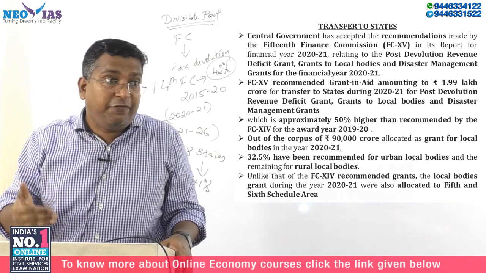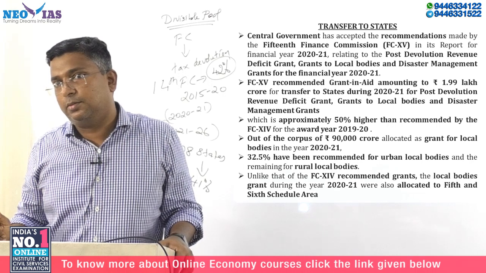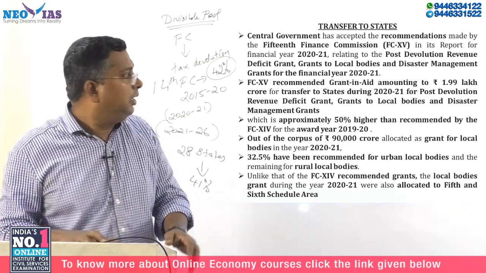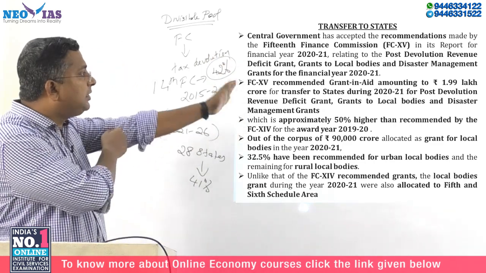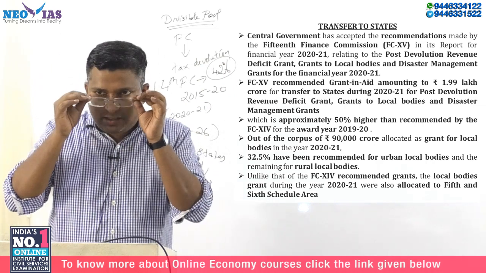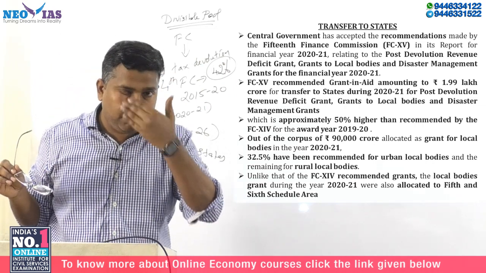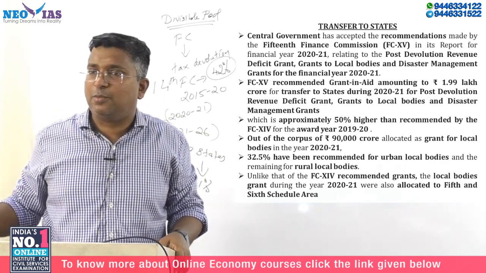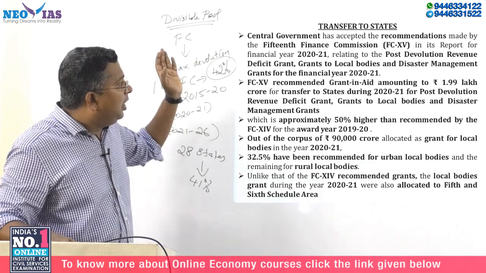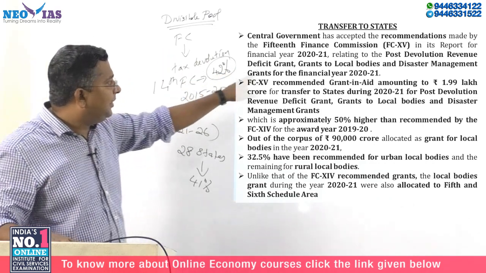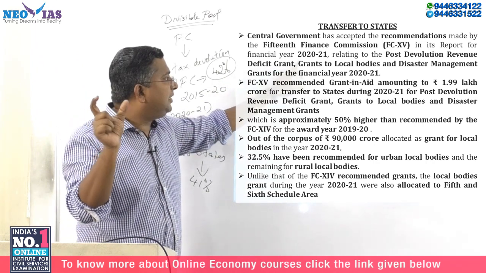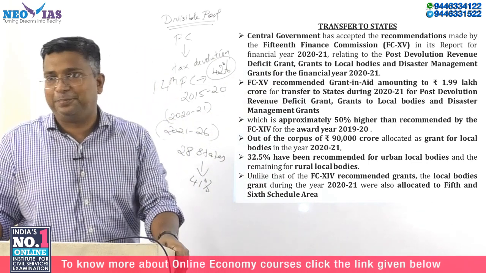They can ask you what the different types of grants are that the center transfers to the state. We'll see that. This is from the economic survey. Remember, the central government normally accepts all the recommendations of the Finance Commission, because the Finance Commission is a constitutional body, in order to avoid any conflict between center and state. As for the 15th Finance Commission, the economic survey is talking only about that 1 year, the report for the financial year 2021.